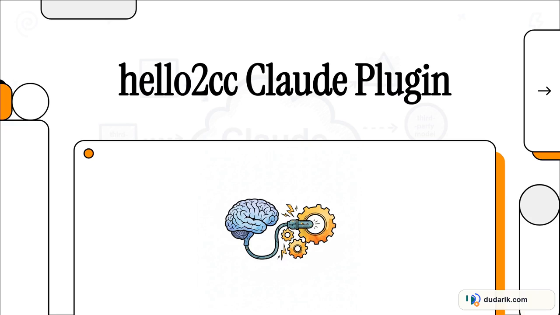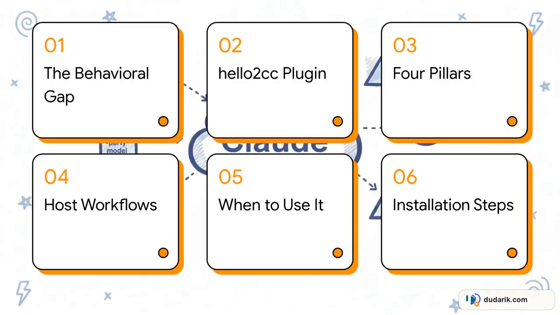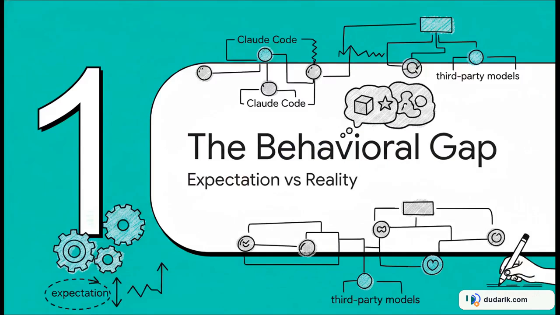We're looking at a really powerful plugin called hello2cc, which is purpose-built to make your third-party models feel completely native. Okay, let's dive into our roadmap for today. We'll start off by diagnosing the behavioral gap. Then we'll introduce the hello2cc plugin itself, break down its 4 pillars of alignment, see how it plays nicely with your host workflows, establish exactly when you should be using it, and finally, we'll walk through the 3-step installation process. All right, let's jump right into section 1.